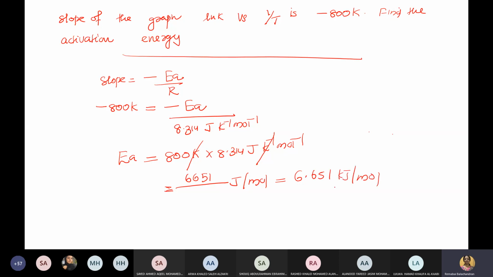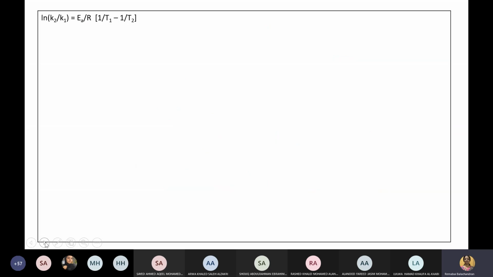Listen, in Arabic, I think comma and point are the same. But here, comma and point are different. Don't put a comma, okay? Then next.